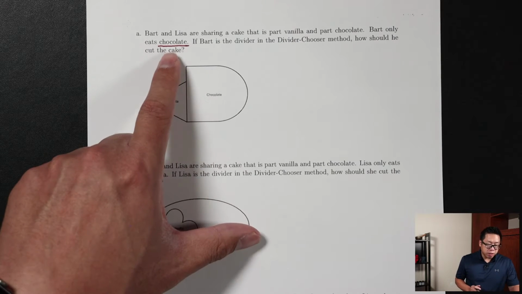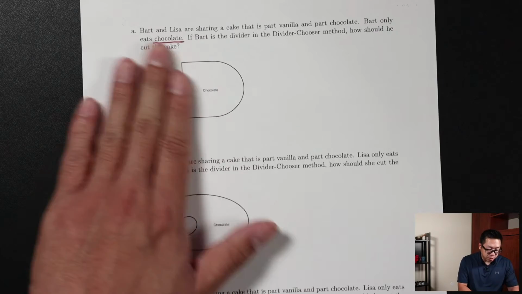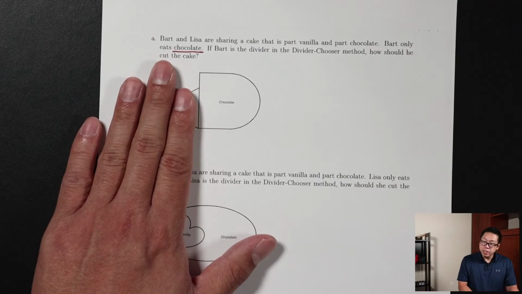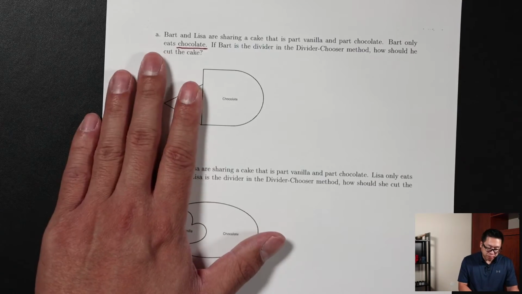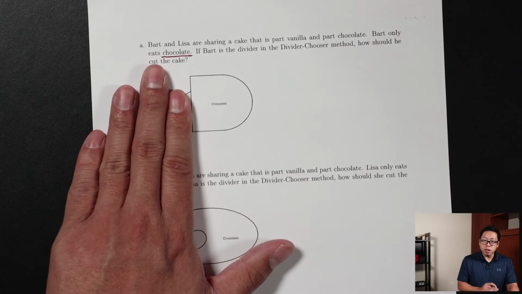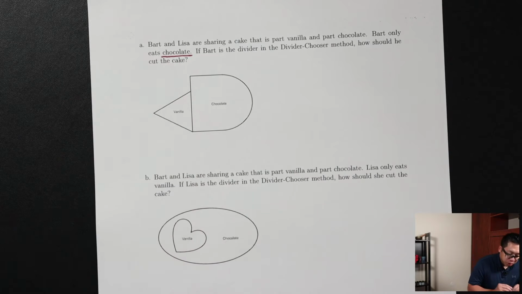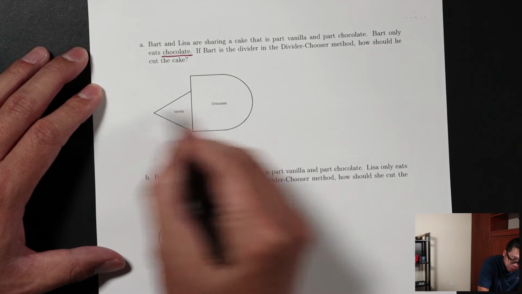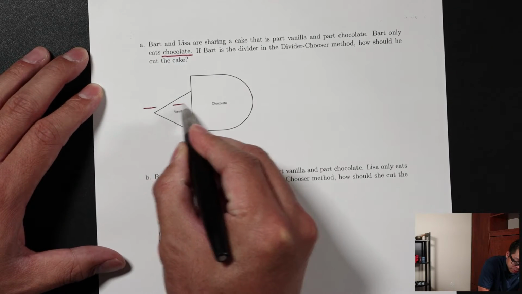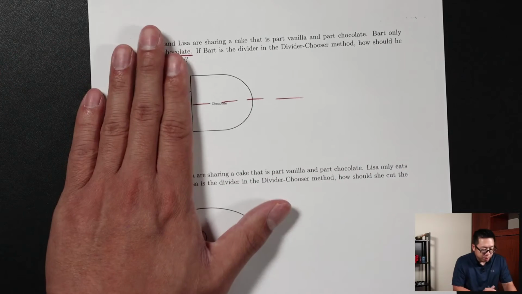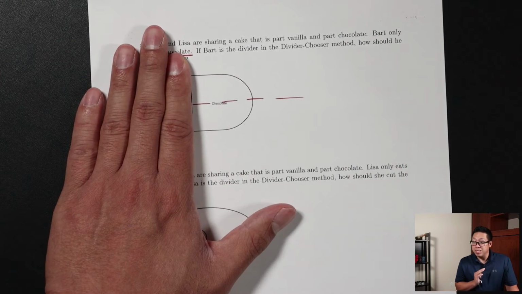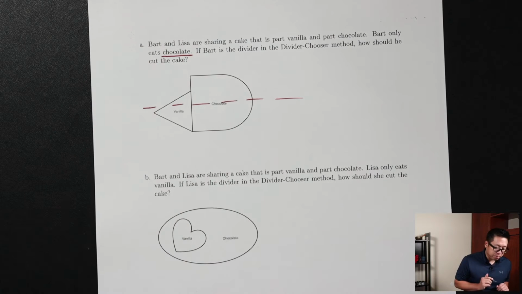So Bart only eats chocolate, so he doesn't care about the vanilla piece at all. So if he only eats chocolate, pretend the vanilla piece is gone, he should divide up this chocolate piece as evenly as possible. Okay, so how should he cut it so that it's as even as possible? He should probably cut it this way, so that both the top piece and the bottom piece look exactly the same. And that's how he should cut it.